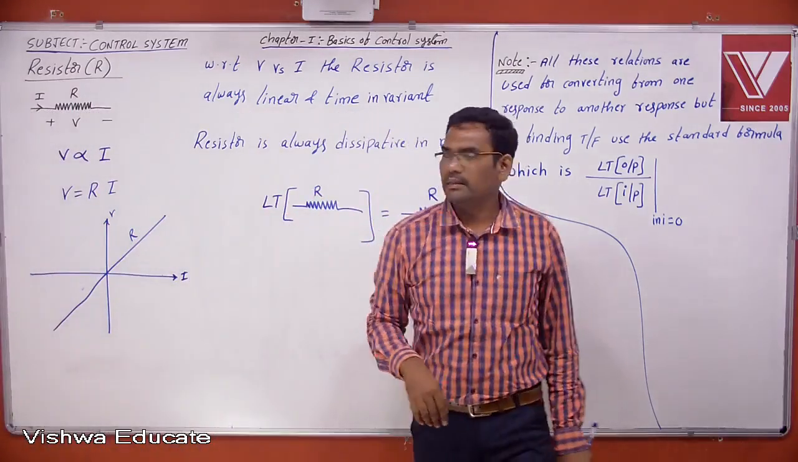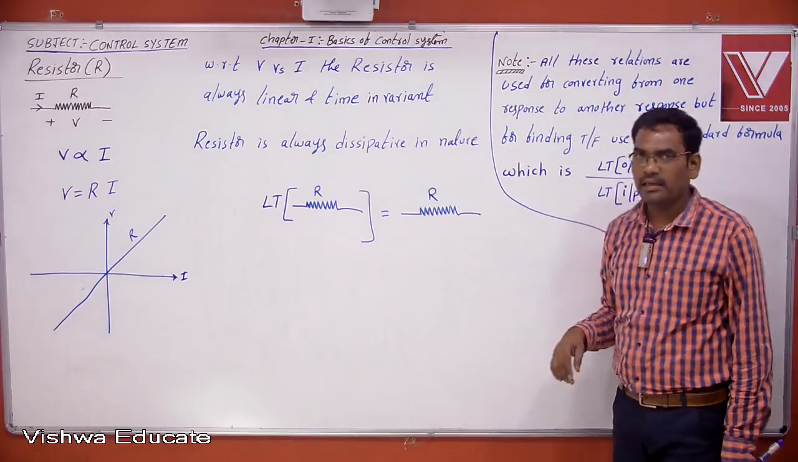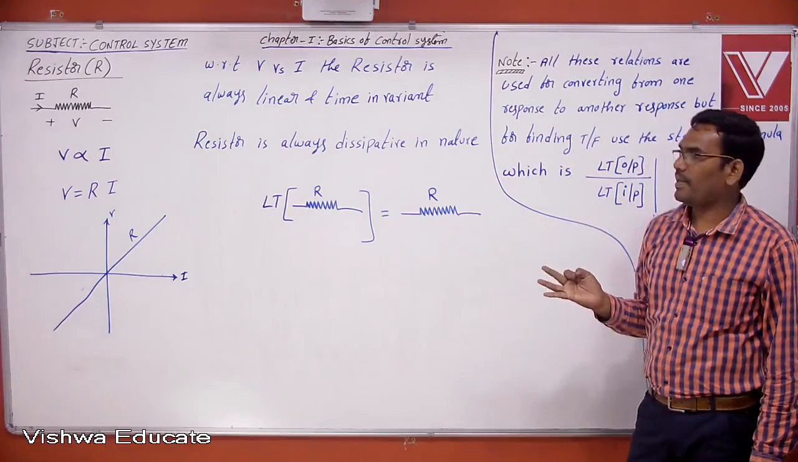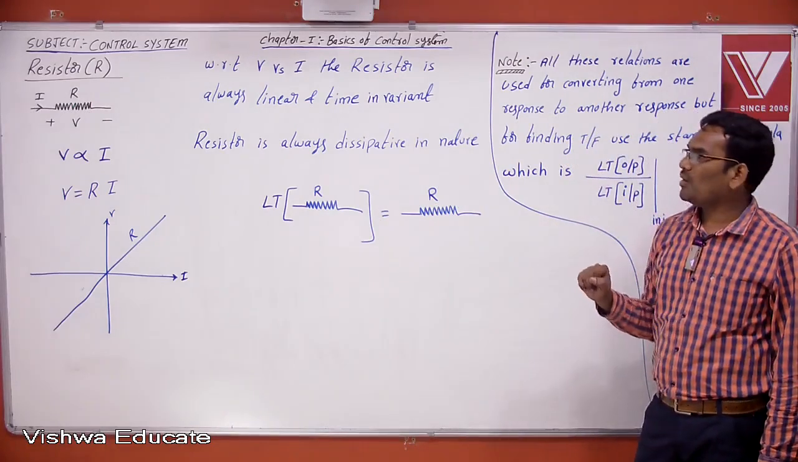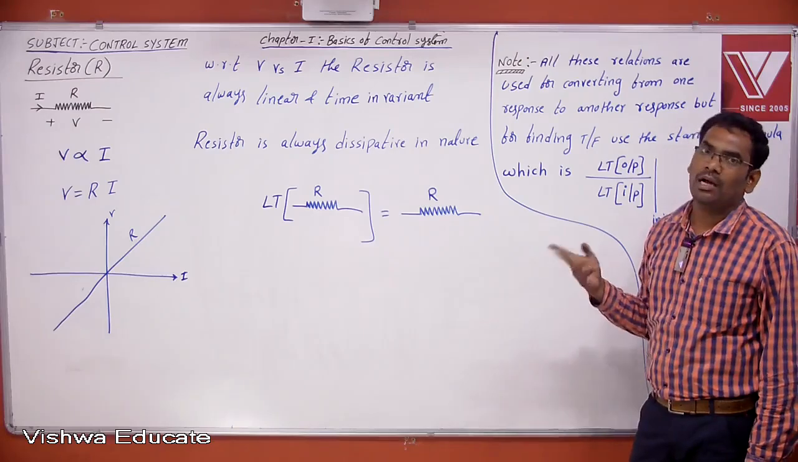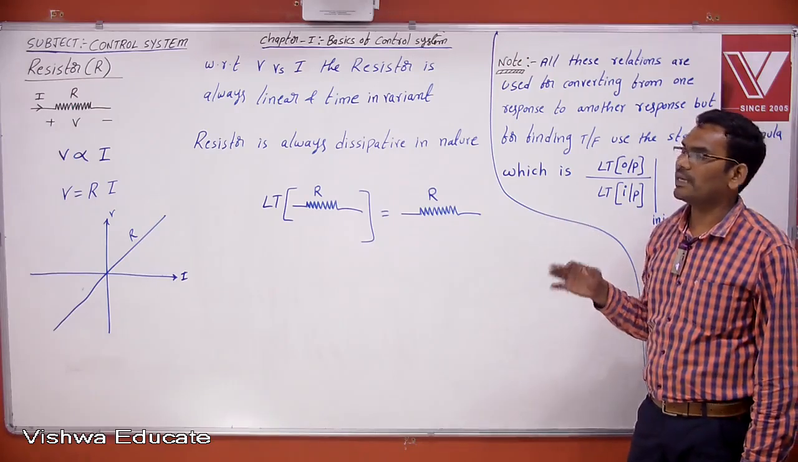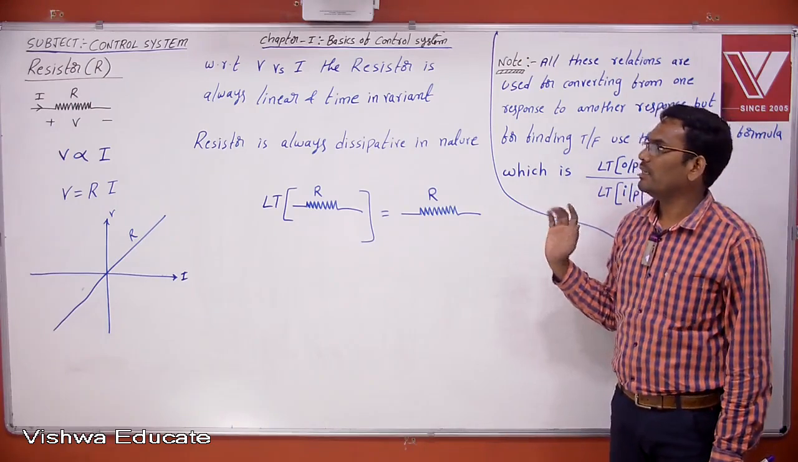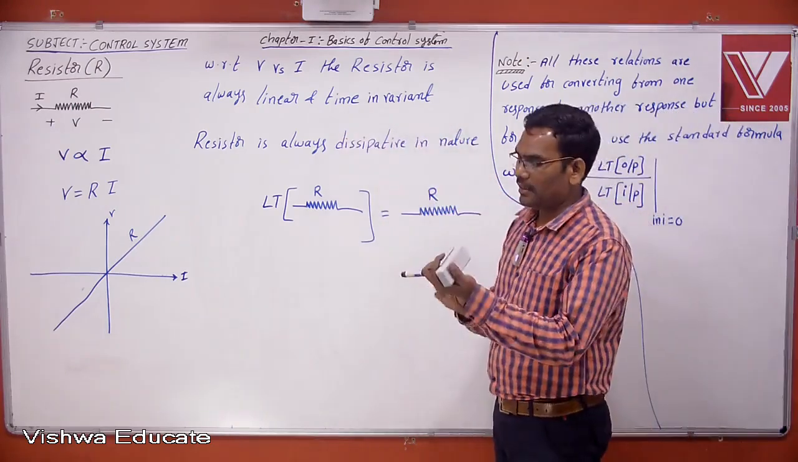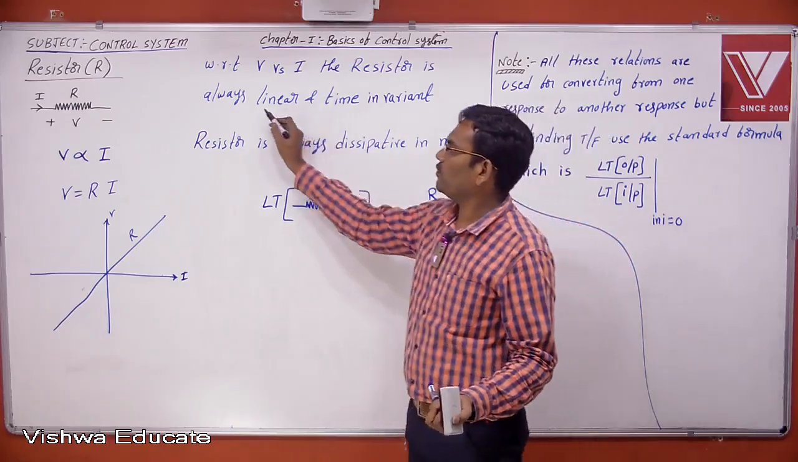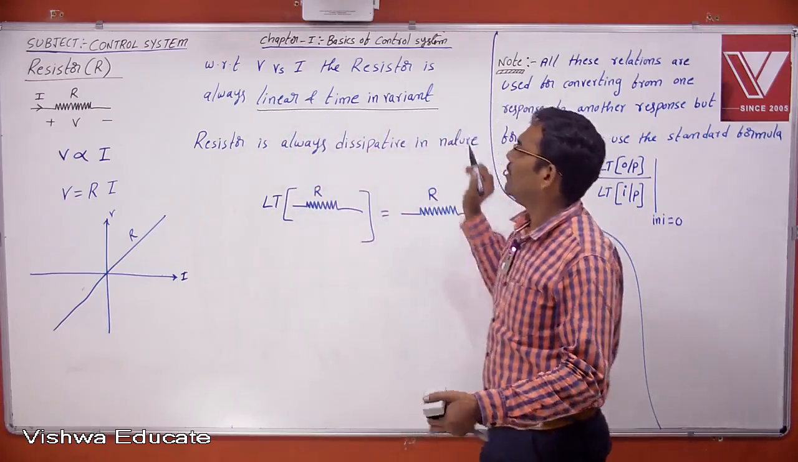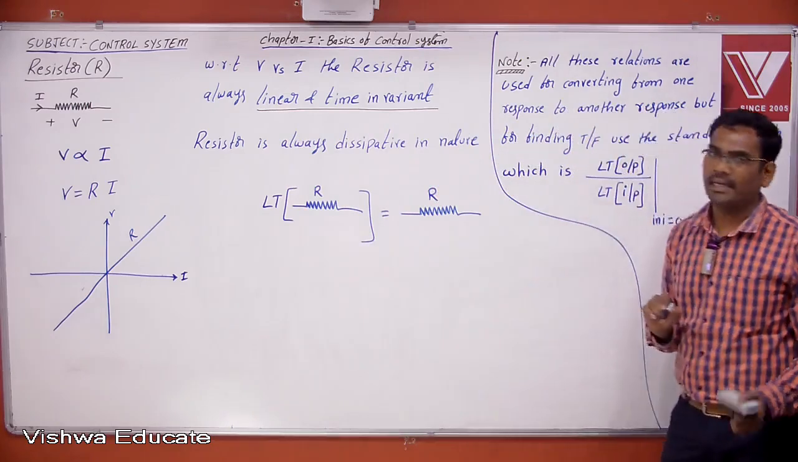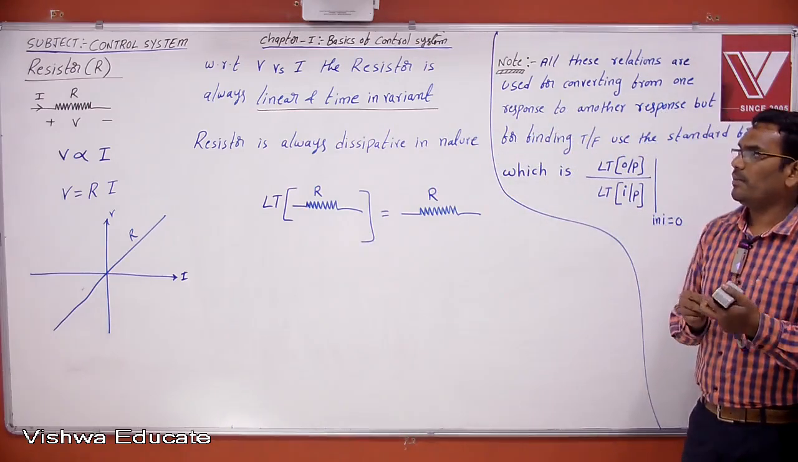Now, these are the three elements: the resistor, inductor, and capacitor. If you observe all these three elements with respect to two parameters, voltage versus current, or flux versus current, or charge versus voltage, the characteristics are linear and time invariant. All the three elements are linear and time invariant with respect to these parameters.